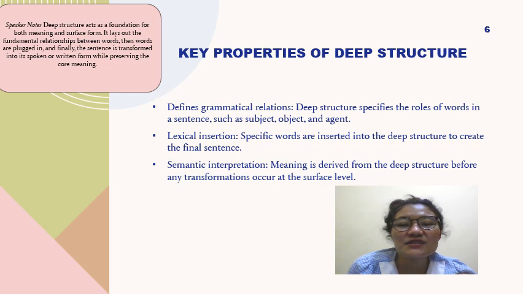So, it defines grammatical relations. Deep structure specifies the roles of words in a sentence, such as subject, object, and agent. Lexical insertion: specific words are inserted into the deep structure to create the final sentence. Semantic interpretation: meaning is derived from the deep structure before any transformation occurs at the surface level.